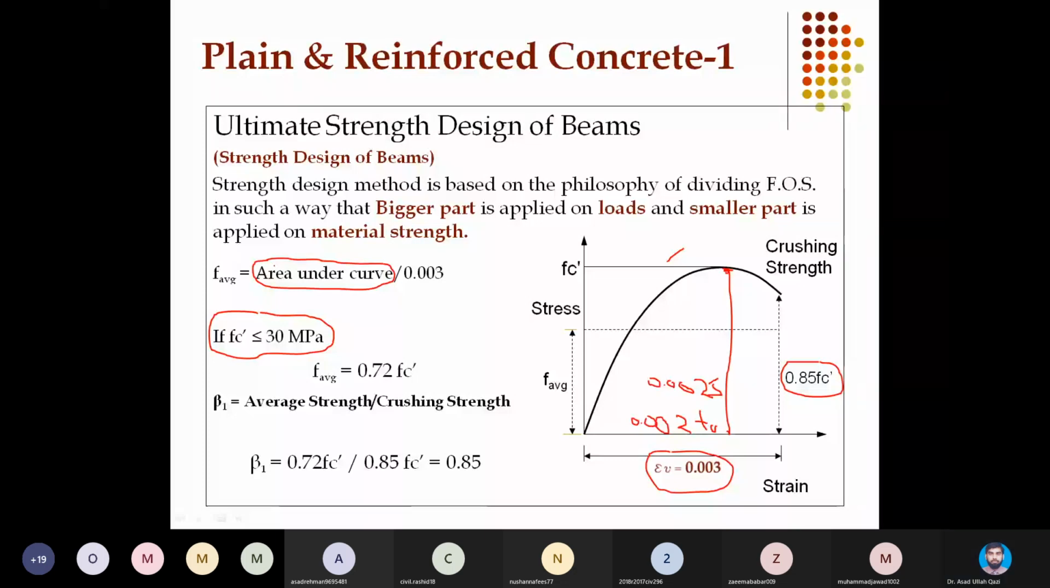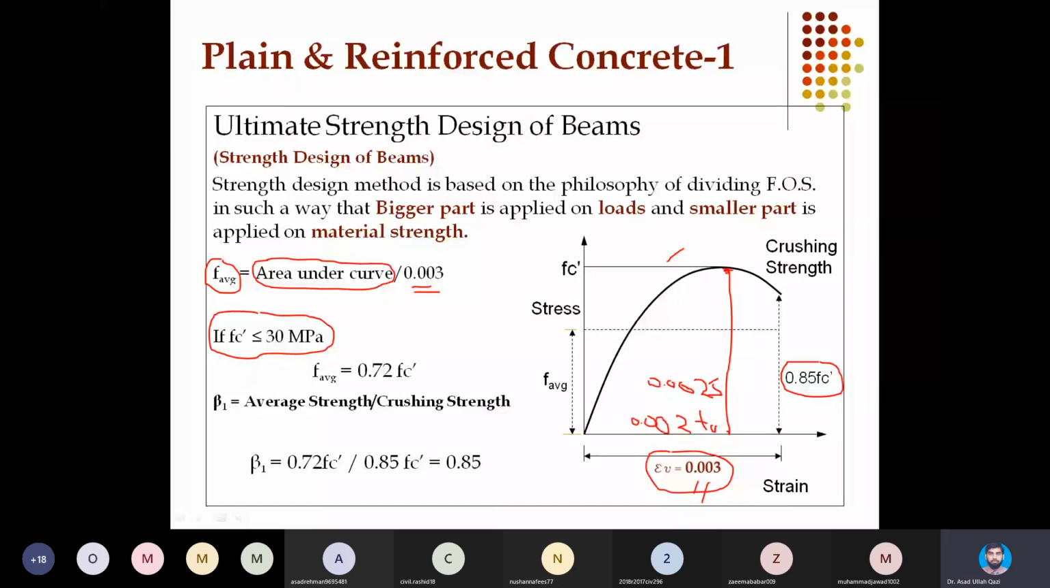Either by doing integration or otherwise. Then divide that area under the curve with the abscissa, which is the ACI proposed ultimate strain, which is 0.003. Once you divide this area with this, you will get the answer as F average.